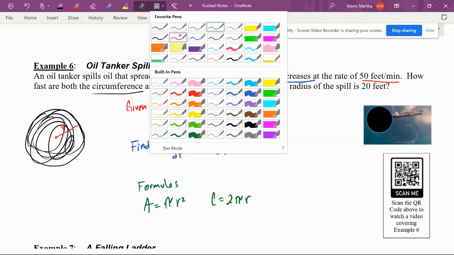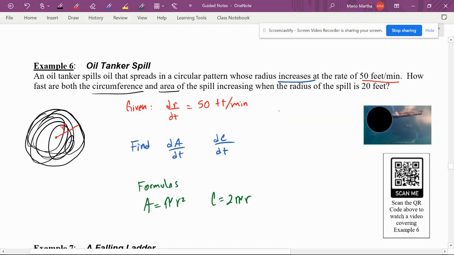Do it in orange. So the area, it says dA/dt. So dA/dt, take the derivative of that implicitly, equals pi, well, 2 pi r times dr/dt. And then here we do the substitution. So that'd be 2 pi times r, which in this moment is 20 feet. So times 20, and then dr/dt, which is 50.